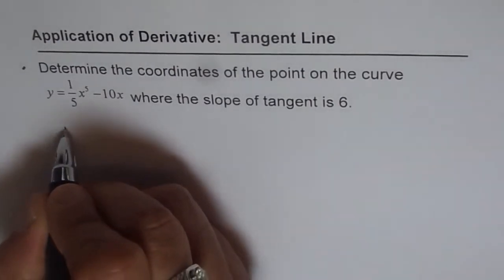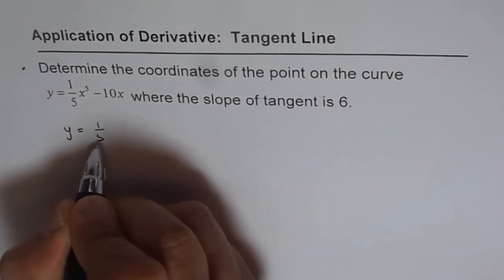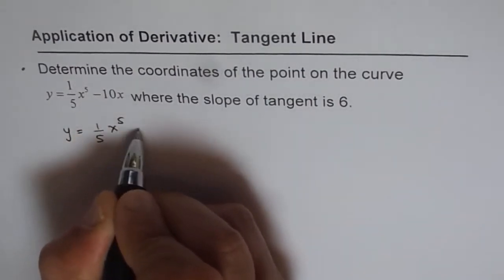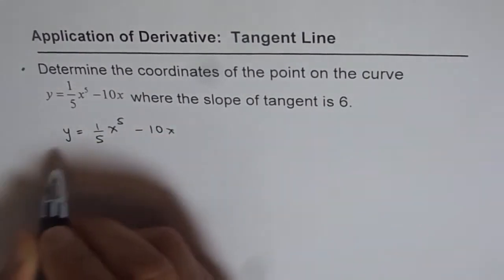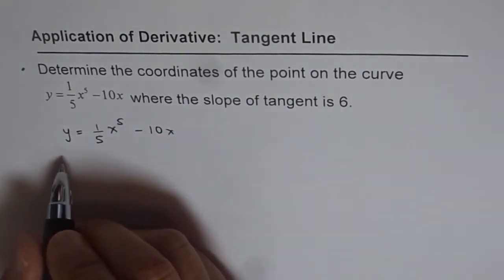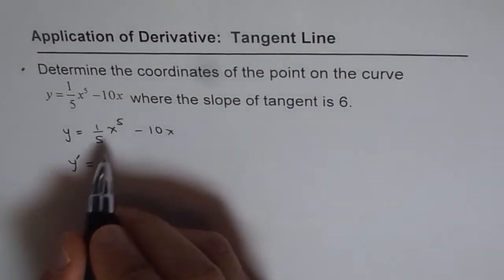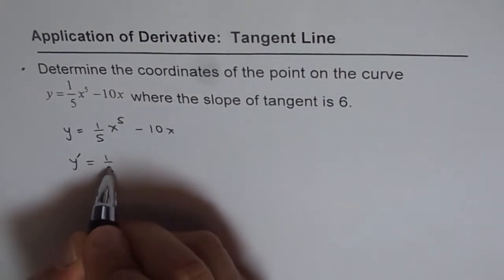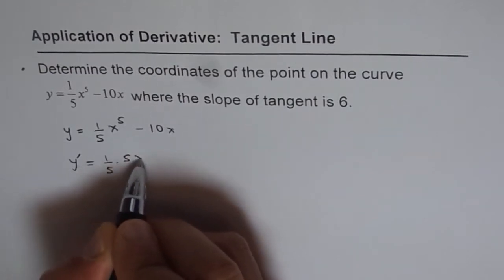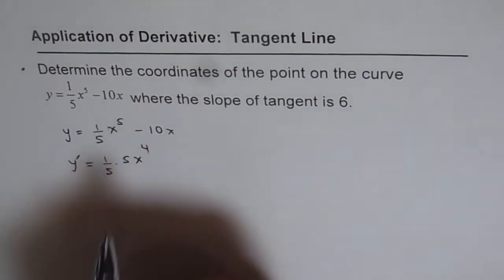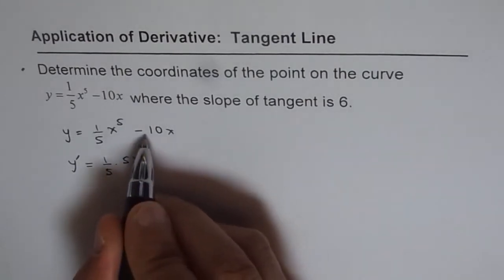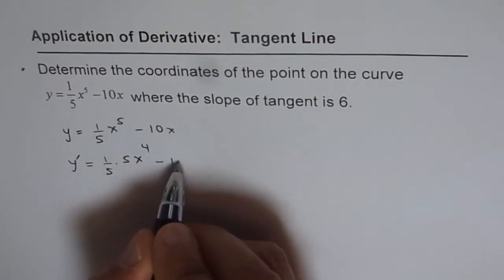The function given to us is y equals 1 over 5 x to the power of 5 minus 10x. So the derivative, we can write dy/dx or y dash. We'll write y dash for the time being. For this, we are using the power rule. It will be 1 over 5 times 5 x to the power of 4, that is n minus 1. And here, the derivative of minus 10x is minus 10.